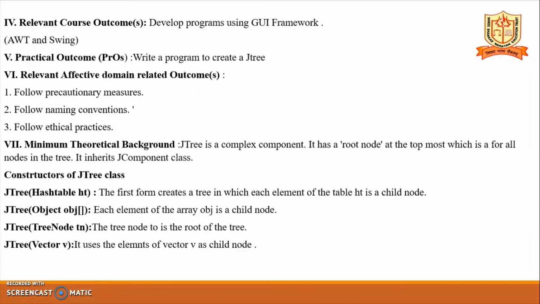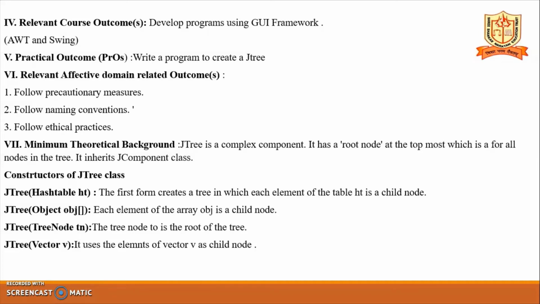Relevant course outcome: develop programs using GUI frameworks, AWT and Swing. Practical outcome: write a program to create a tree. Next, relevant affective domain related outcomes: follow precautionary measures, follow naming conventions, follow ethical practices.